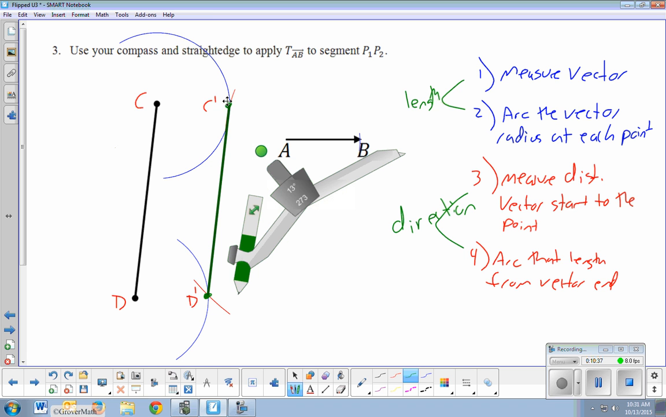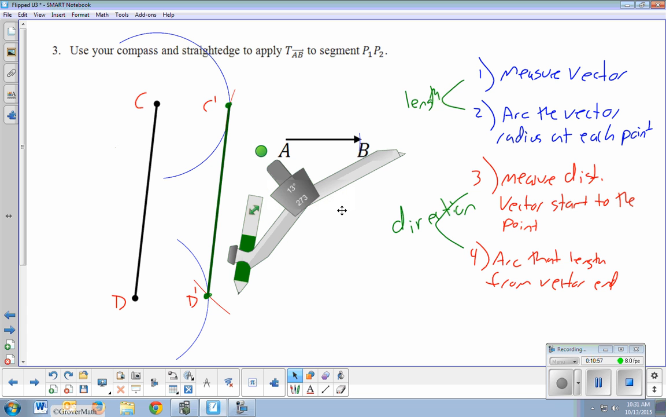Where the arcs cross, that's your point. Same thing for each point, but that is going to be a different length for each point because each point is a different length from the beginning of the vector. So set it to be the length of the beginning of the vector to the point, but then draw the arc pivoting at the end of the vector. Where they cross, that's how we go about that.